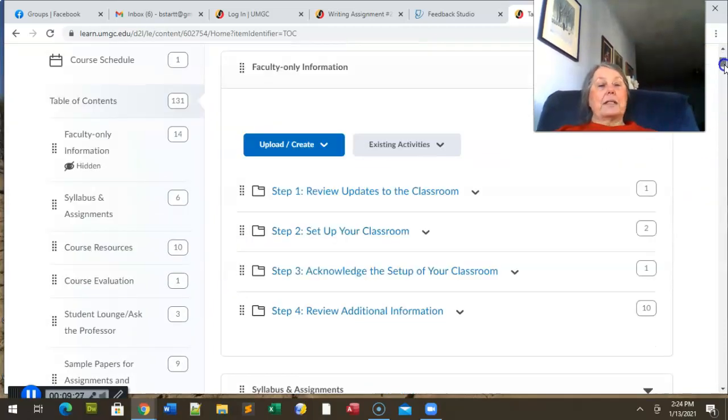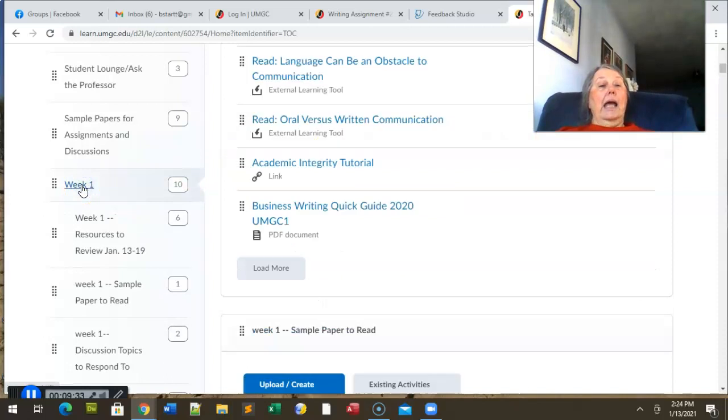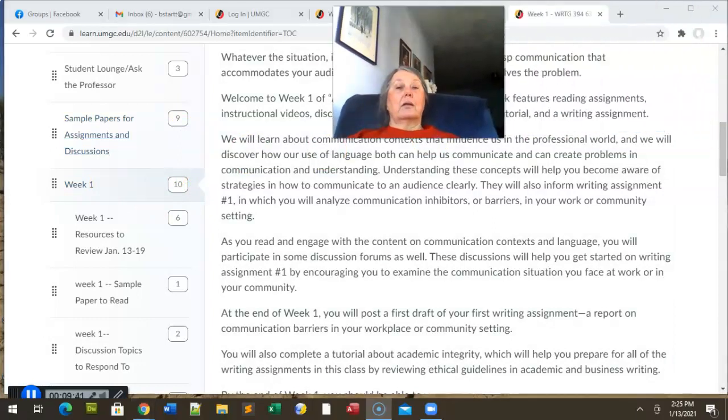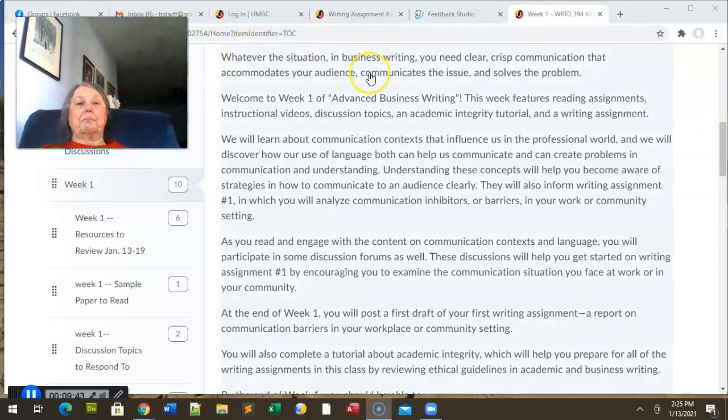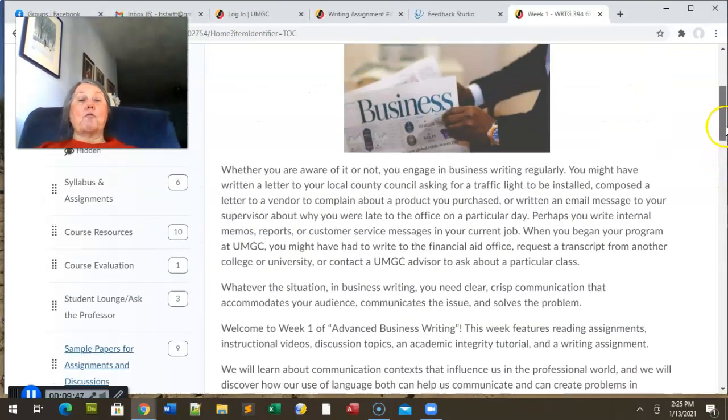All right, after you've looked at the sample papers, the very next thing popping up is going to be week 1. And week 1 has 10 little assignments in it. Each week will always have an overview of that week's assignments and such.